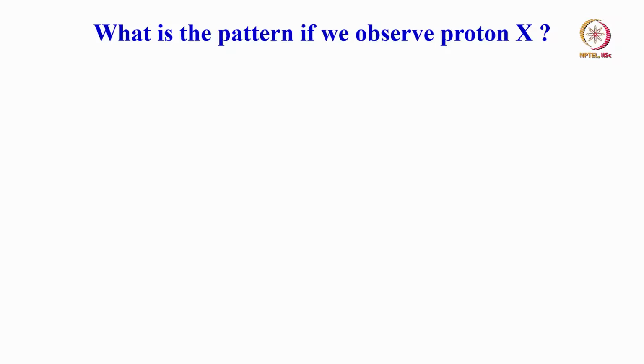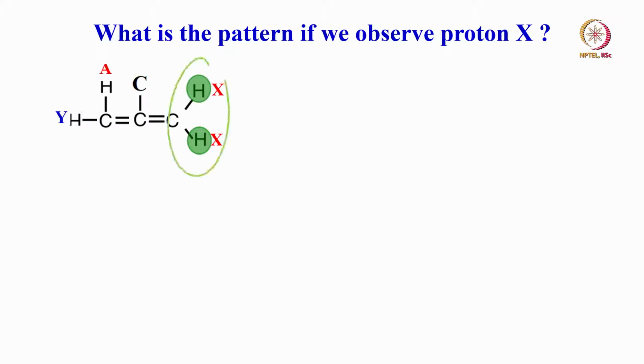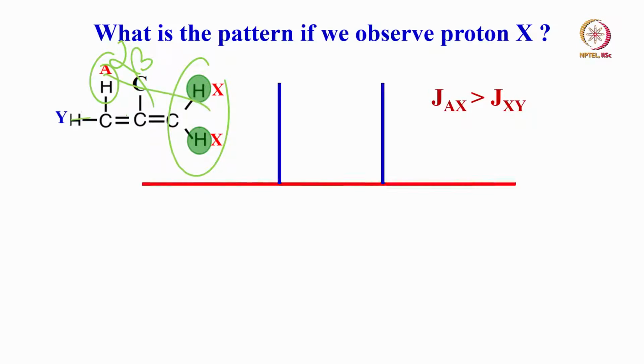What is the pattern if you observe proton X? Now proton X is going to be split by proton A into a doublet, because this proton has only two possibilities, alpha and beta. Assuming this coupling is larger than the other, first it is going to become a large doublet because of coupling between A and X. This separation gives me JAX.